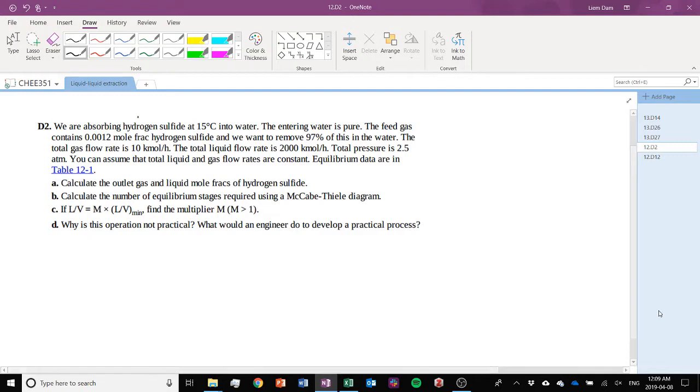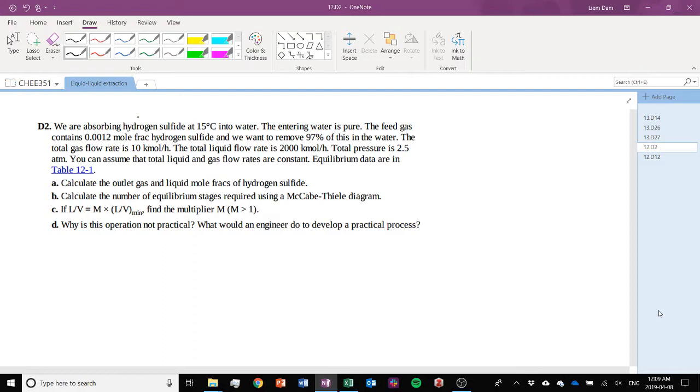Hi, this is an absorption and stripping problem. So in this scenario, we're absorbing hydrogen sulfide into water, and so this is an absorption problem since we're going from a gas to a liquid. And we want to remove 97% of this. And then they're asking us to basically find the outlet gas and liquid mole fractions, the equilibrium stages, and so on.